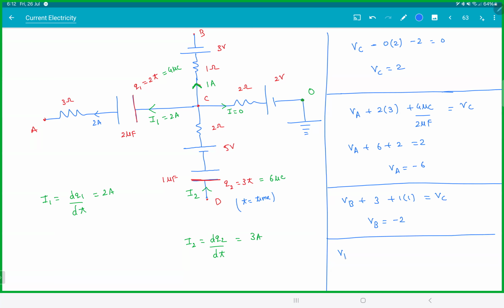Let's go from D. So VD. I am going from positive to negative plate. So 6 microcoulomb by 1 microfarad, that is minus 6. Then I went through the battery plus V. And then the current here is 1, how much is this? 3 ampere. I'm going through this thing, so that is minus 3 into 2. I reached VC. So this guy would be VD minus 6 plus 5 minus 6 is 2. That is 12 to 14. 14 minus 5. VD is 9. Check.